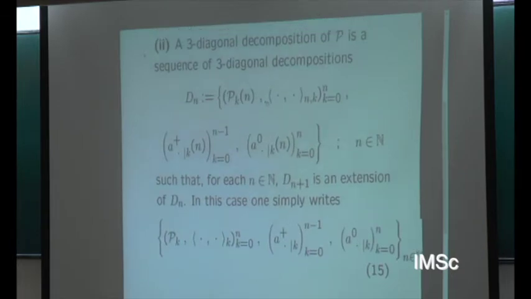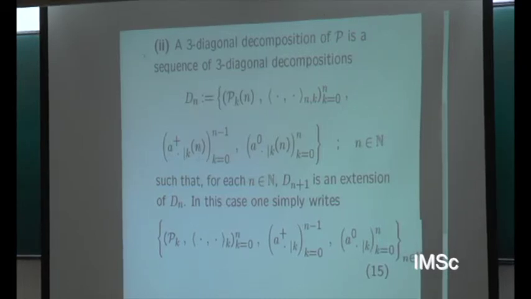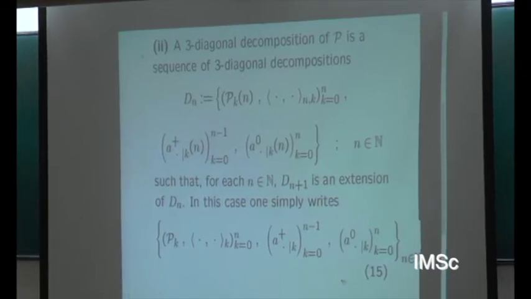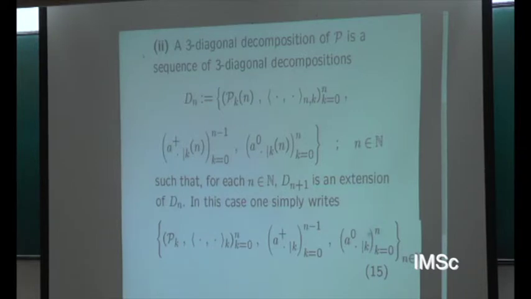And so finally, I will say that a three-diagonal decomposition of the full algebra is a sequence of spaces which are now independent of n. I write it simply as independent of n, because the spaces are all the same. The scalar product is defined and depends only on k, not on n. The creator depends only on k, and the preservator only on k.